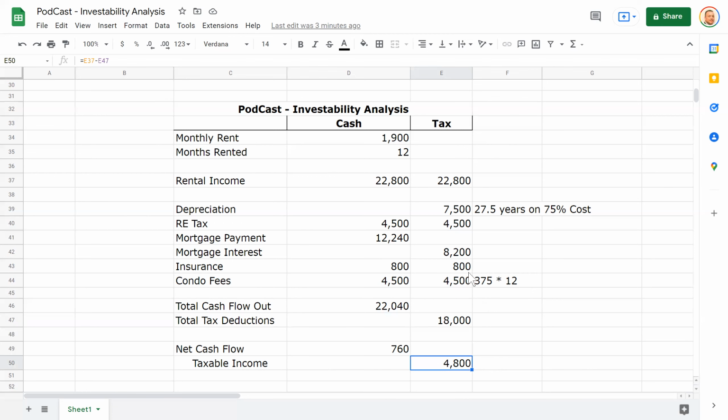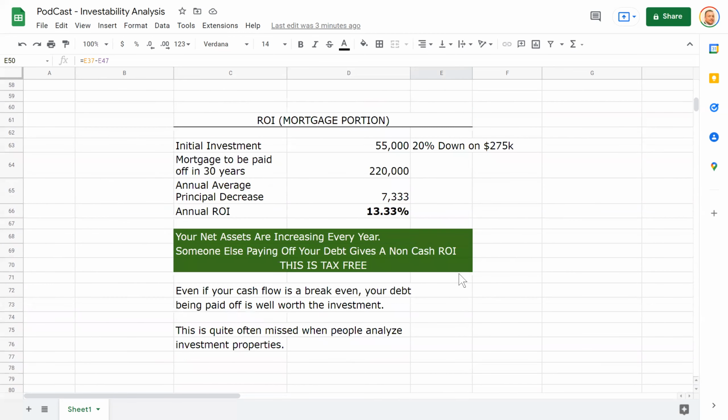Now I want to talk about ROI. ROI is important. So let's say you were break even on this property. You actually had no tax income or loss and no cash income or loss. People think, wow, I'm not making any money. This is a disaster. Well, that's not true, because you actually have some really good return on investment. So you originally put $55,000 down, 20% on $275,000. Now that means that the $220,000 mortgage is going to be paid off over time, but that's going to be paid off by somebody else. So if we look here, the annual decrease in that debt is $7,333.